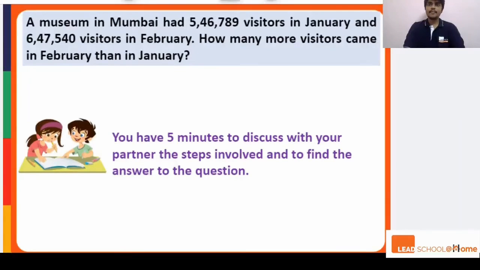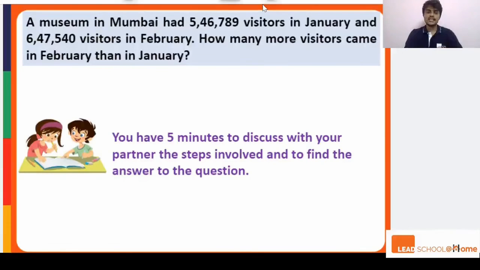Alright students, our time is up. I hope all of you have solved this question. Let us now see our question. The question is, a museum in Mumbai had 5,46,789 visitors in January and 6,47,540 visitors in February. How many more visitors came in February than in January? That is our question. Now we are supposed to find the answer to this.